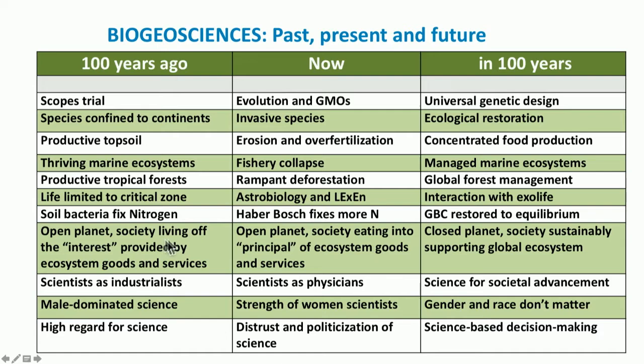We've been living off the interest of the global ecosystem, which provides us goods and services for humanity. In an open planet that was capable of providing what we needed and absorbing our wastes, an open planet, we now still treat it as an open planet, but we're eating into the principle. So it's going to provide less interest, anathema to any trust fund manager. Maybe someday we'll treat it as a closed planet with everything being recycled like a spaceship. But that'll be some time.